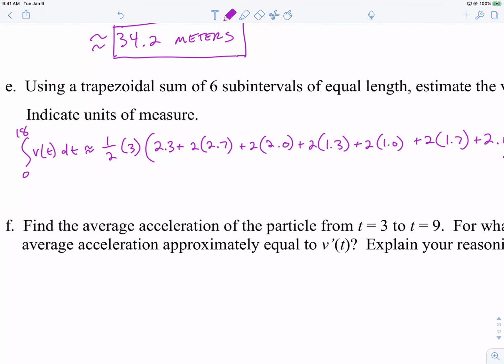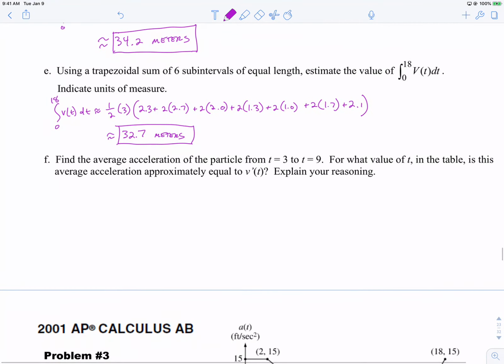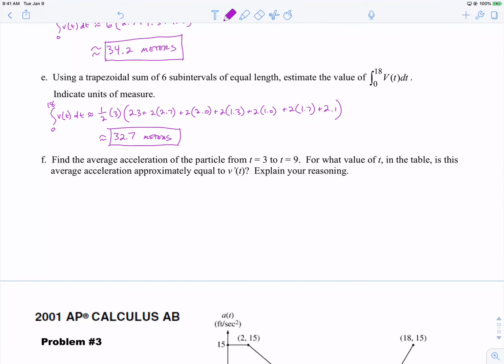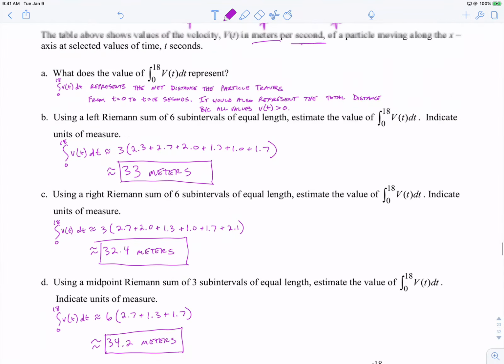So that number is going to be about 32.7 meters. That's our approximation doing trapezoidals. And they want us to find the average acceleration of the particle from 3 to 9. For what value of t on the table is this average acceleration approximately equal to v prime of t? Explain your reasoning. All right, so the average acceleration for the particle from 3 to 9.